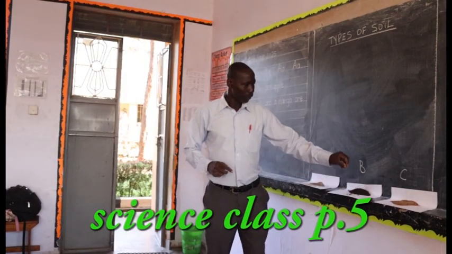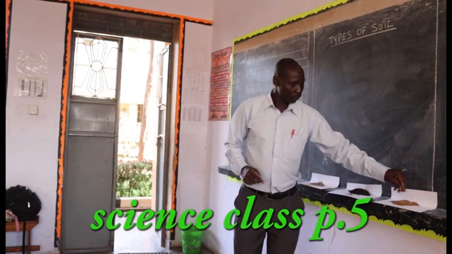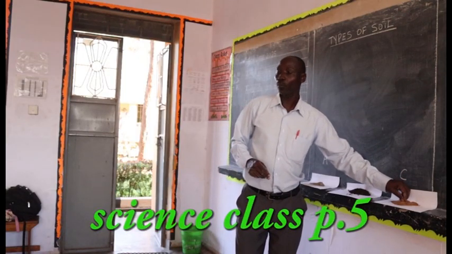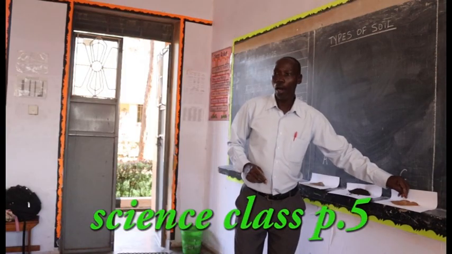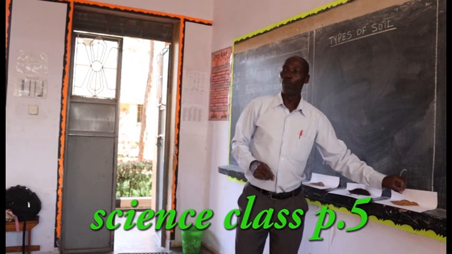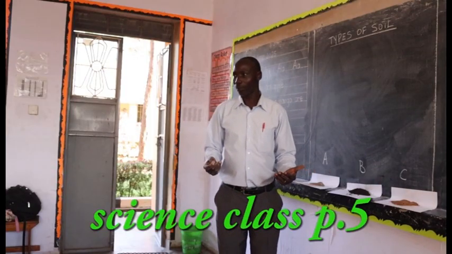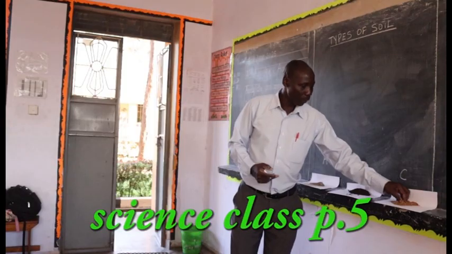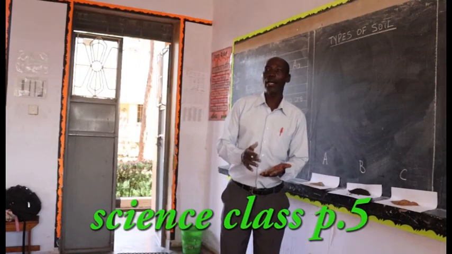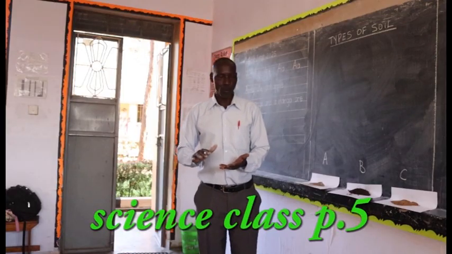Then the sand soil has got loose particles. The particles are large and they have enough air space. So it's not good for crop growing because it does not have humus. So we use sand soil for making glasses. We also use sand soil for building houses, and for making sandpaper, which is used by the carpenters when they're smoothing the timber after making their good furniture.